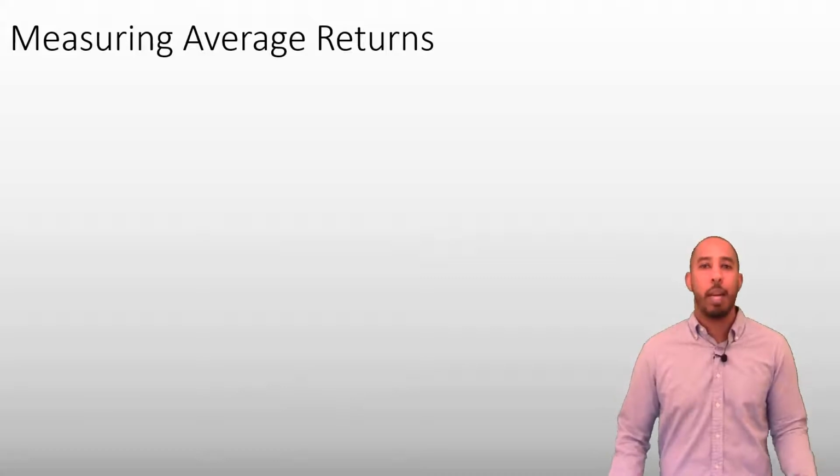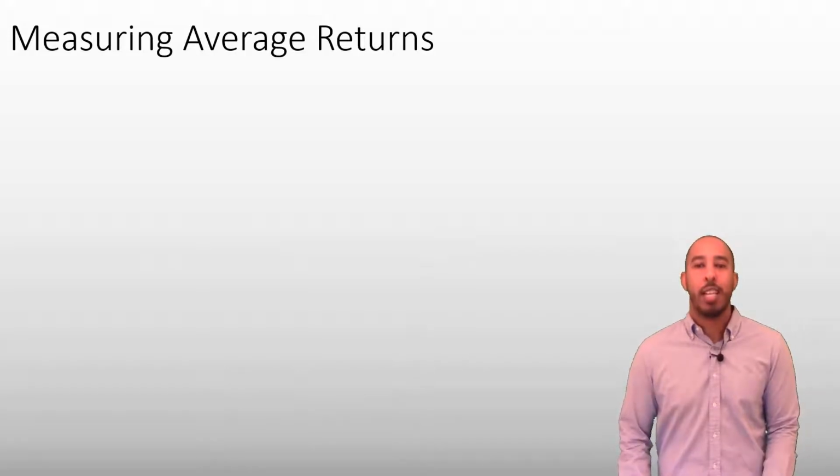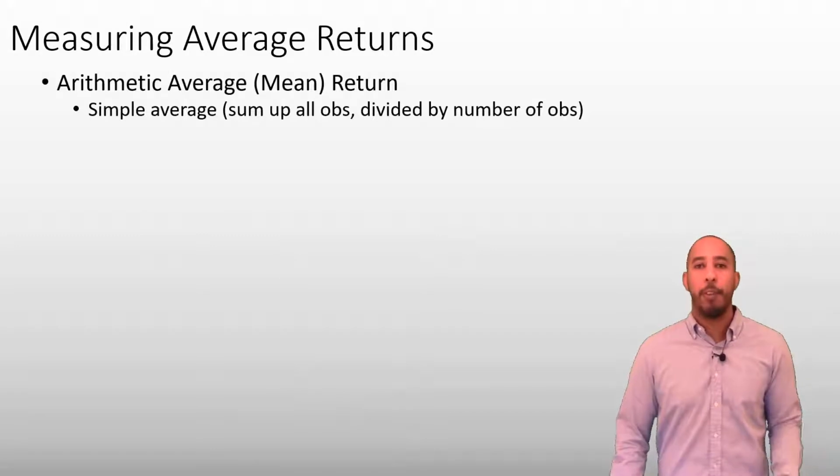The return we just computed looks at the investment's performance over one period of time. But what if we wanted a summary of how it performed over a wider range of time? We could then compute an average return. We'll discuss two different types of averages here. The first is one you're probably very familiar with. It's called the arithmetic average. And it's just a simple average.